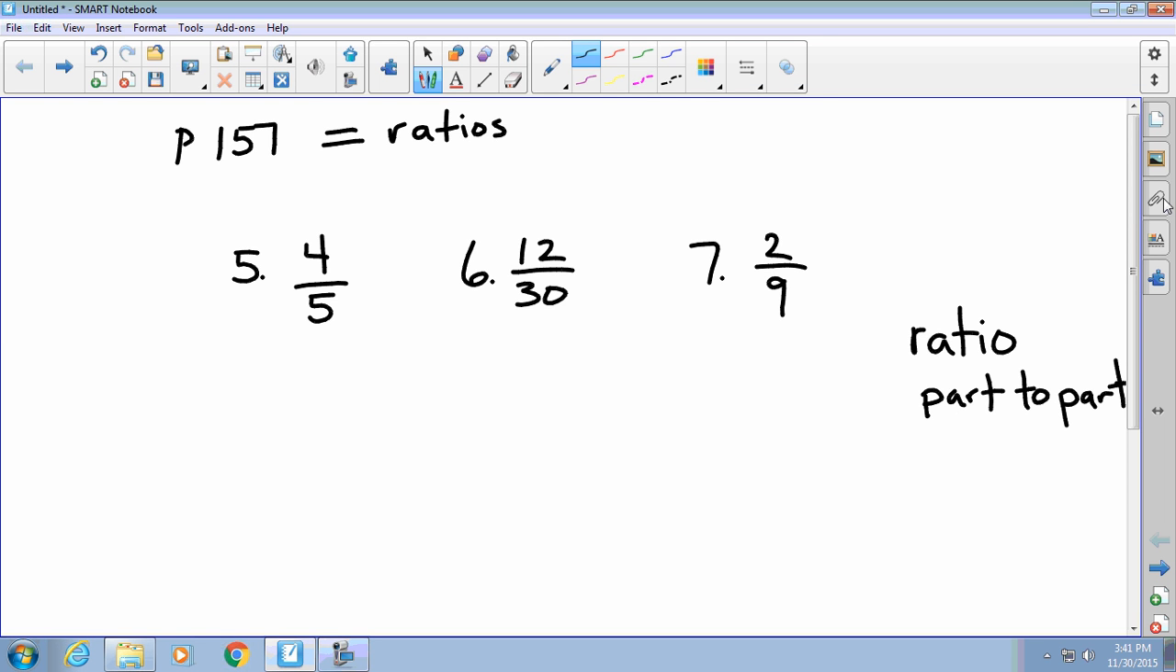Okay, we're on page 157 in our Go Math books, and we are talking today about equivalent ratios. We have a few problems down for us to work out, and they're found on page 157. We're working on problems 5, 6, and 7.